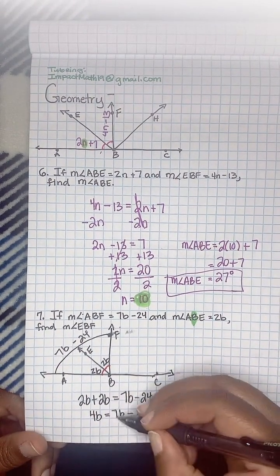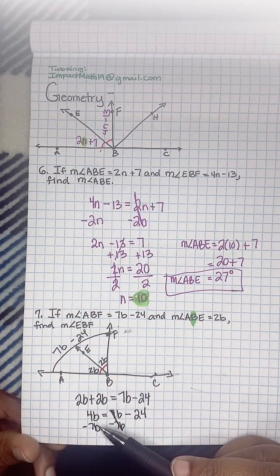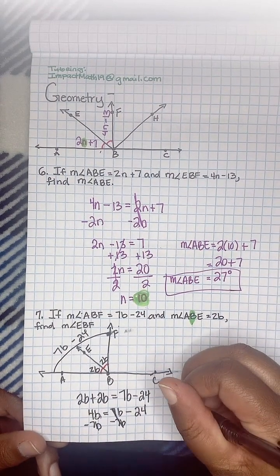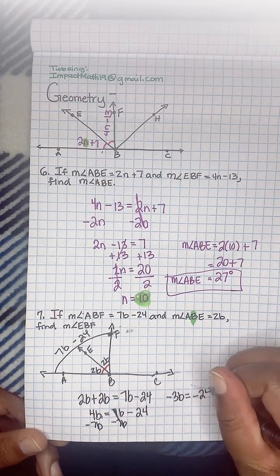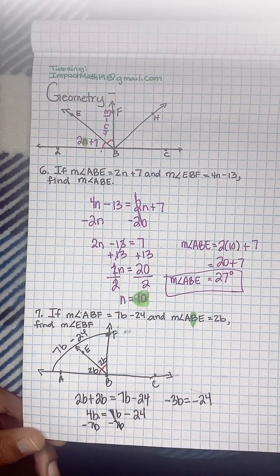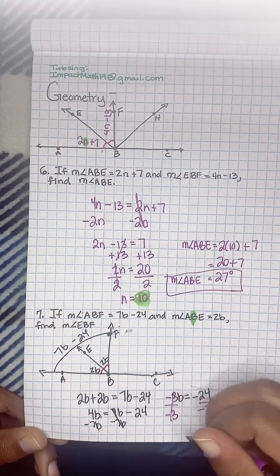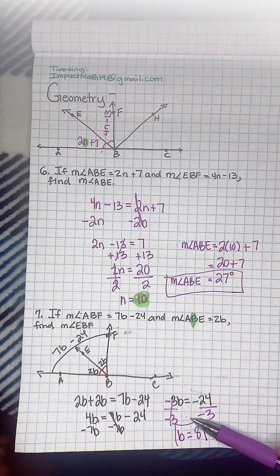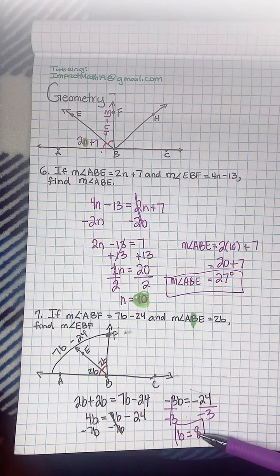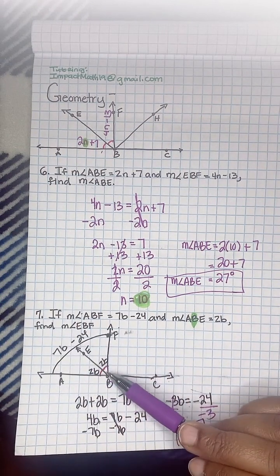It is not easy. So we're going to minus 7B from both sides. This cancels. So 4B minus 7B gets us negative 3B equal to negative 24. And then how do we get B by itself? We're going to divide both sides by negative 3. And B equals 8. But be careful. Is this our answer? No, this is not our answer. It says find measure of angle EBF.